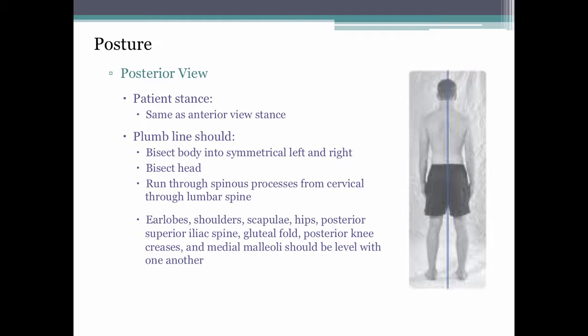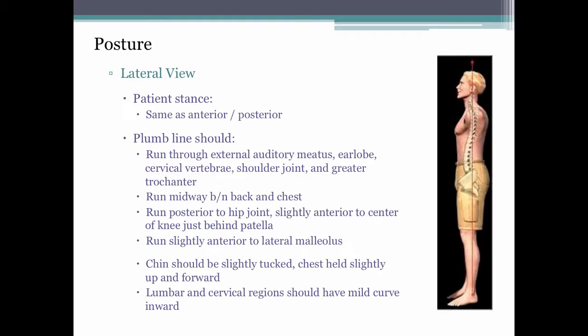And then the backside view, again, you should be symmetrical side to side. You should have equal level at kind of the same areas, the popliteal space, the medial malleolus, the iliac crest. Again, you may have some differentiation at the scapula, may be a little bit off side to side due to handedness. And then our lateral view, so we see how it goes from the ear to the acromion to the greater trochanter of the hip, and then slightly anterior to the center of the knee, just behind the patella, and then it should go anterior to the lateral malleolus.